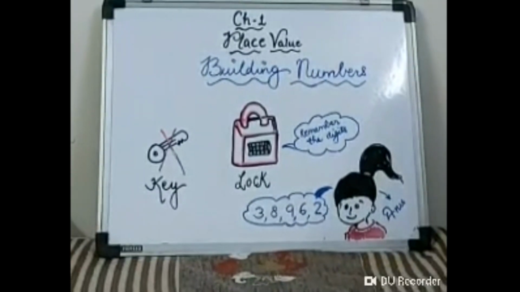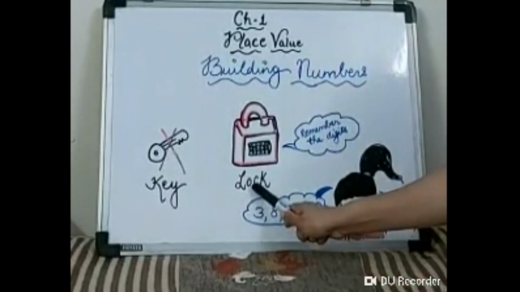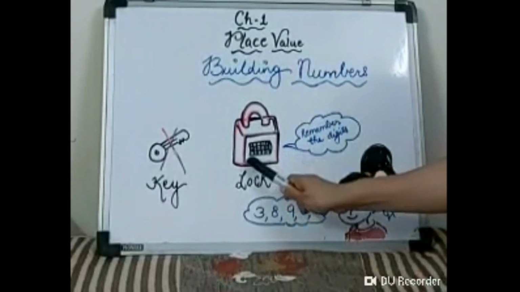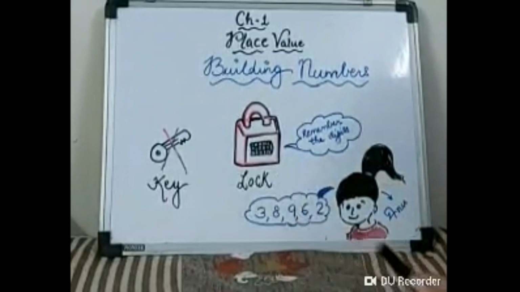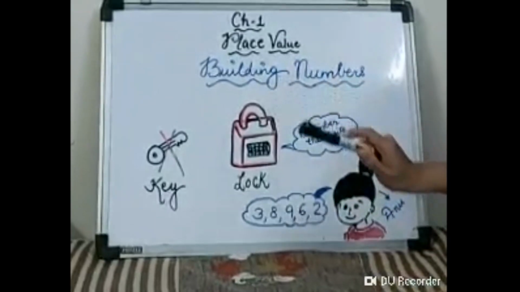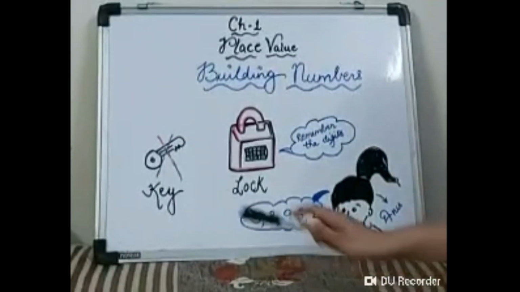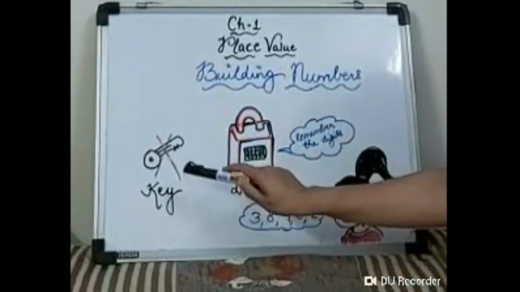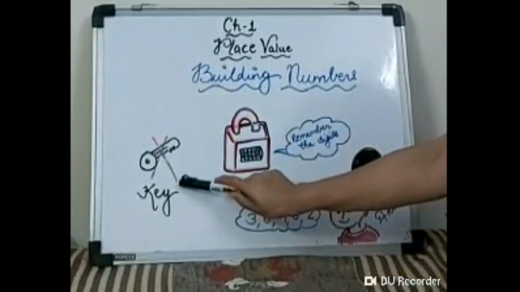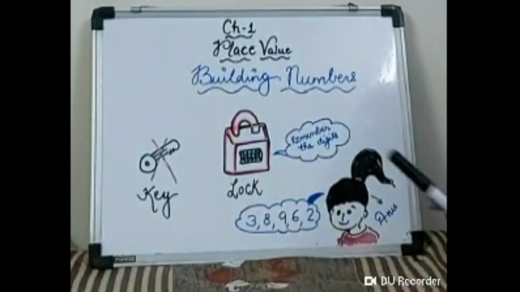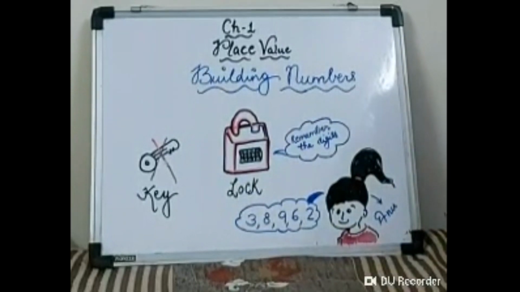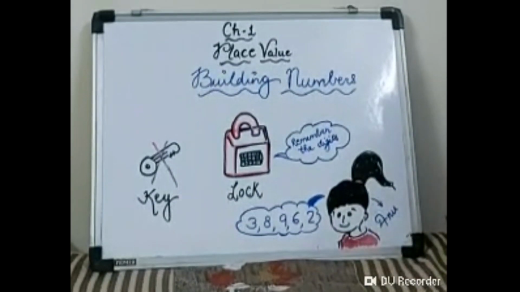Children, you may have seen some locks with numbers on them. A number lock can be opened without a key. It does not need a key. It uses a secret number that it has been set to.